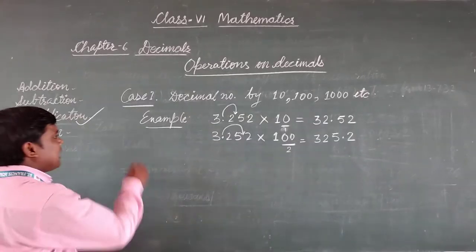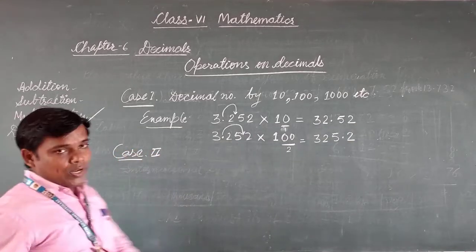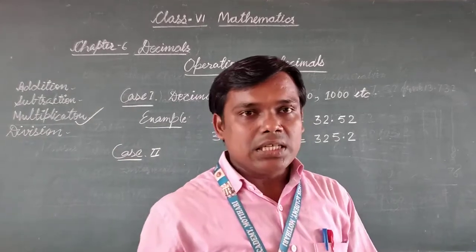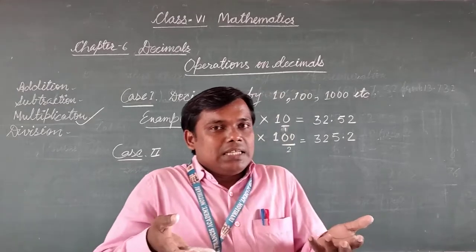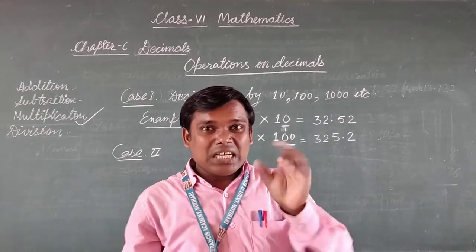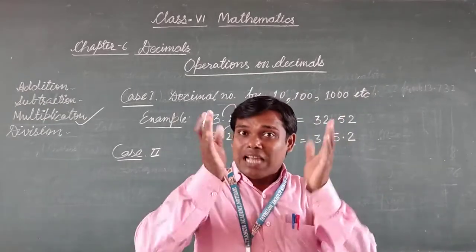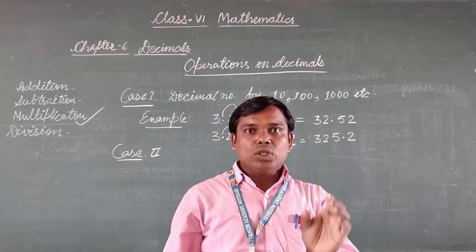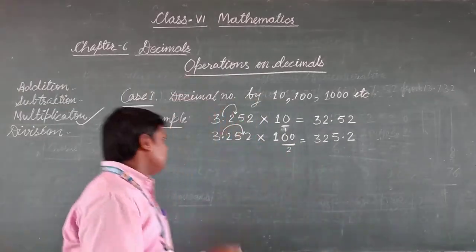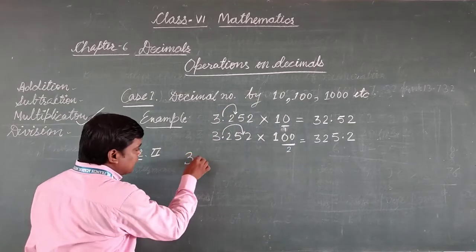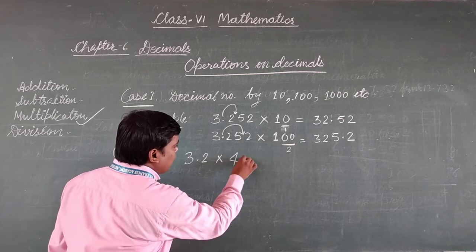The second case is when both the numbers are decimal numbers. Then we multiply the numbers as we multiply whole numbers. Then we count decimal places in both multiplicand and multiplier and add them. And then we put the decimal point after leaving that number of places. Try to understand. If we have 3.2 multiplied by 4.2.